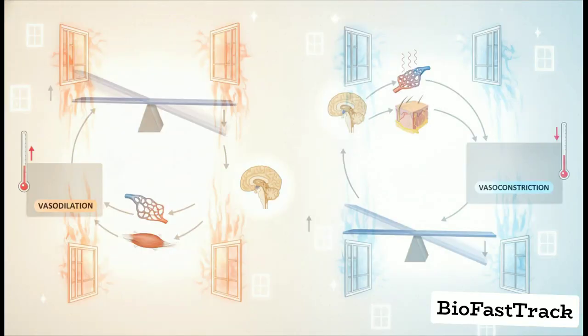First up, vascular control. Think of your cutaneous blood vessels kind of like the windows of a house. To cool down, vasodilation opens the windows, flushing the skin with warm blood to release heat. To stay warm, vasoconstriction shuts them, keeping all that thermal energy safely trapped in the core.